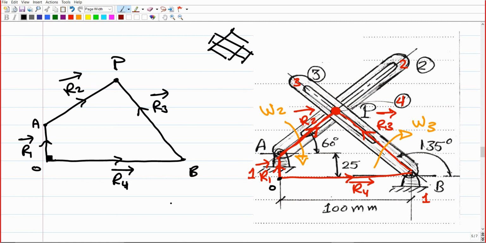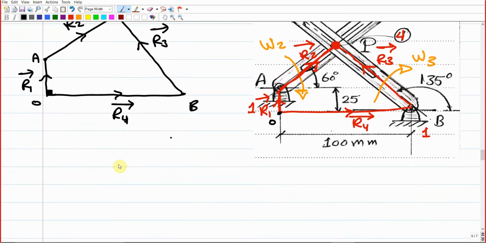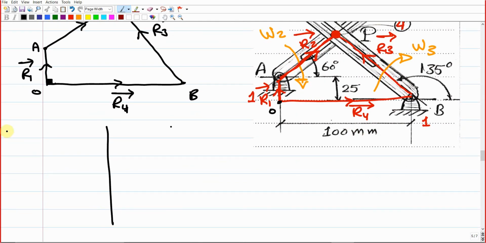But even if you didn't completely understand how it works using this method, at least you should define which one of these R's is variable and which one of these R's is constant. So this is the loop closure equation, or this is the loop for this mechanism, and these are the different position vectors that we're going to use. Now we have to set up which one of these is constant and which one is variable.